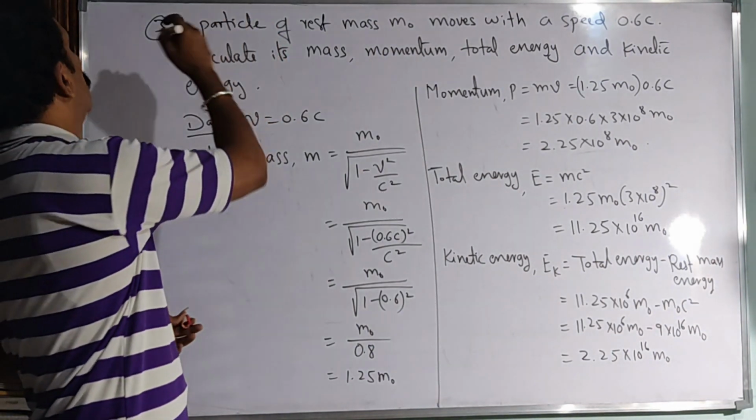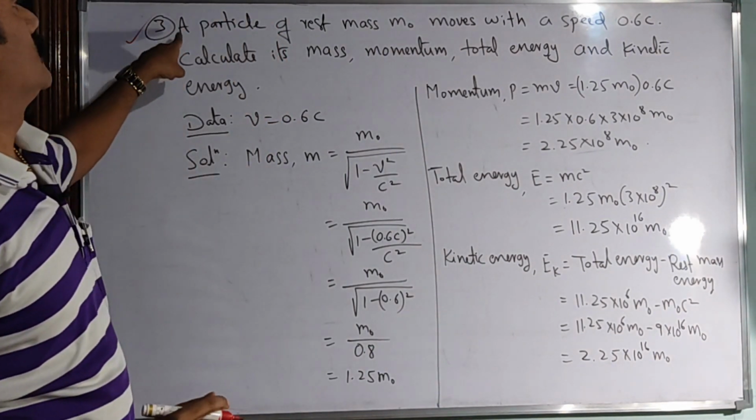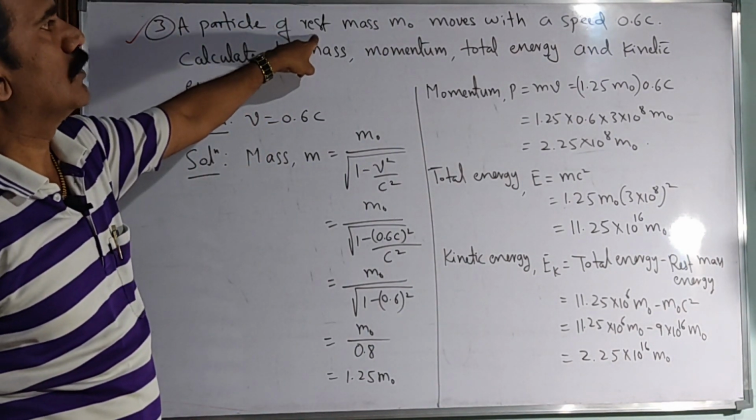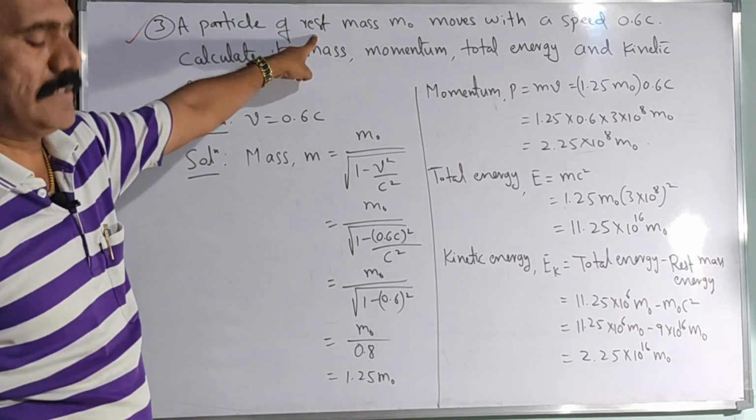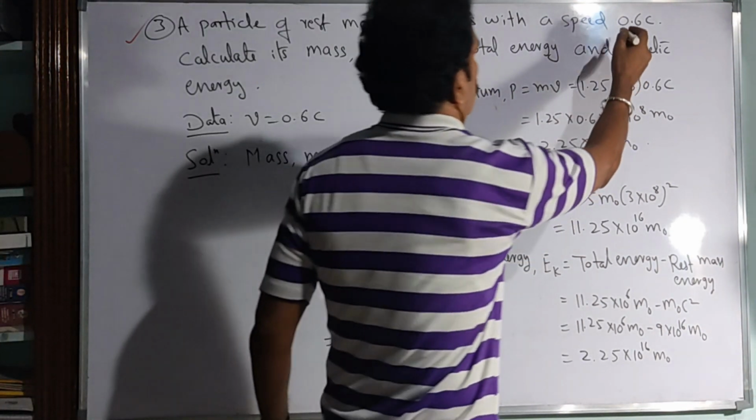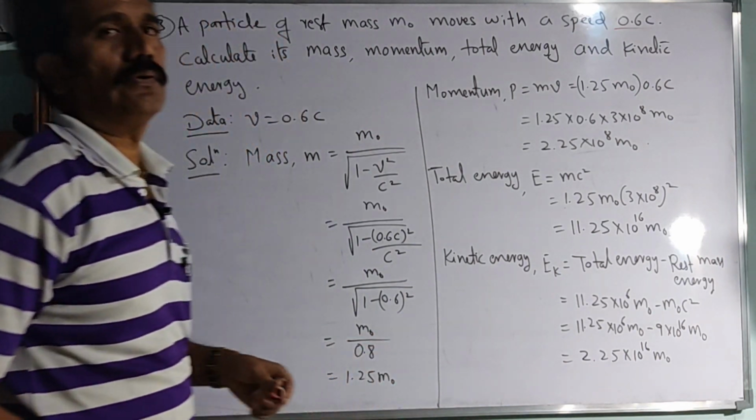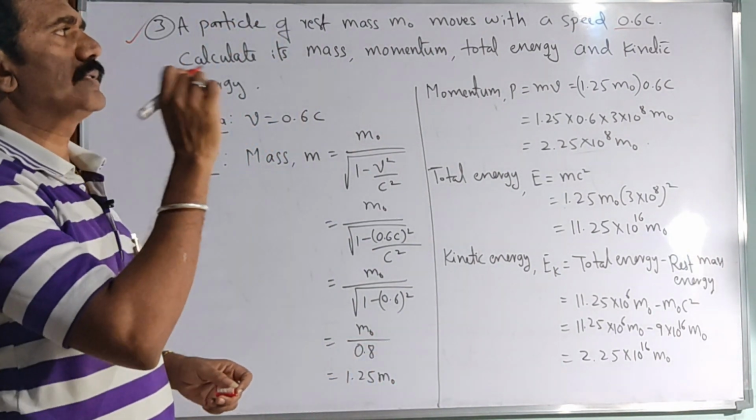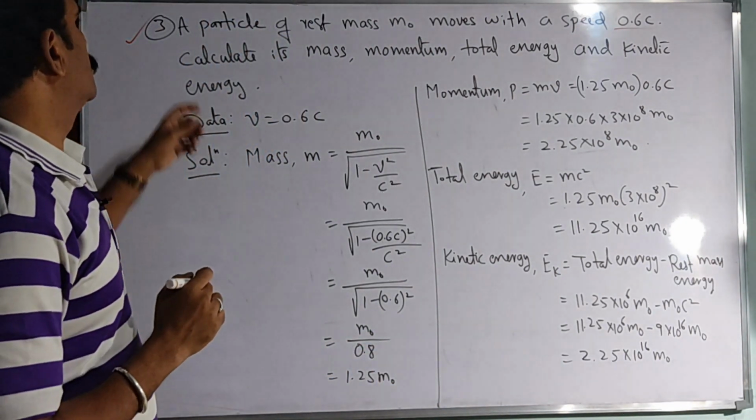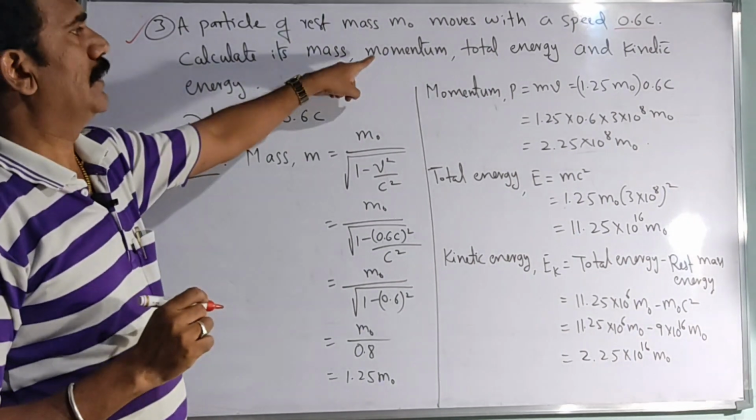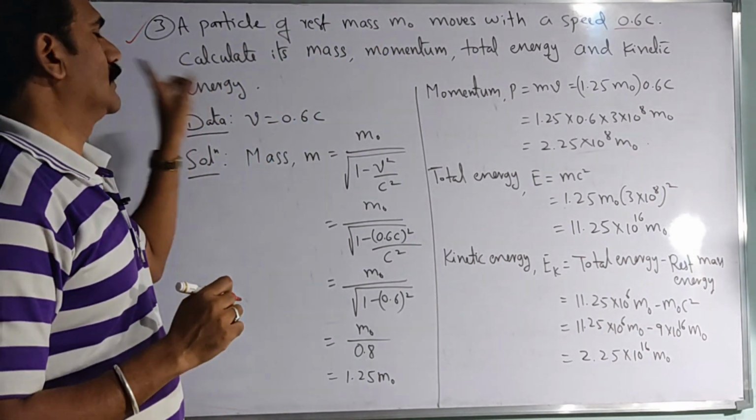So note down the next problem, in which a particle of rest mass m naught moves with a speed 0.6 c. The speed of the particle is found to be 0.6 times of c. c means what? Velocity of light. So calculate its mass, momentum, total energy and kinetic energy.